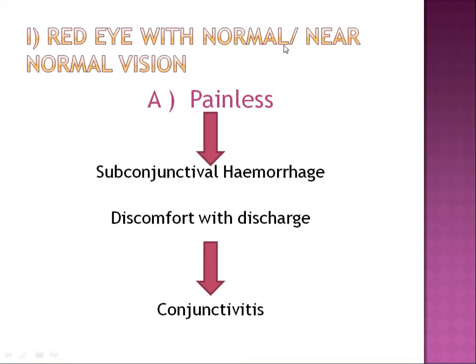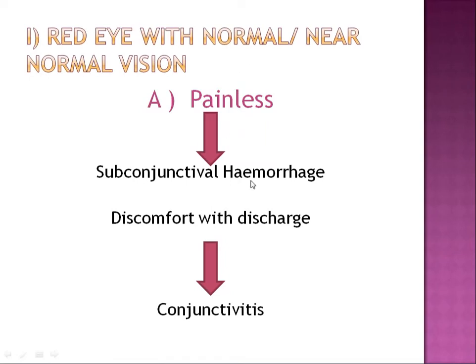We'll consider this not very severely affected vision. So in this type of red eye, what could be the causes? Now, the next thing you have to see is whether this type of red eye is painless or painful. When a red eye has normal vision and is painless, most commonly you see a subconjunctival hemorrhage.